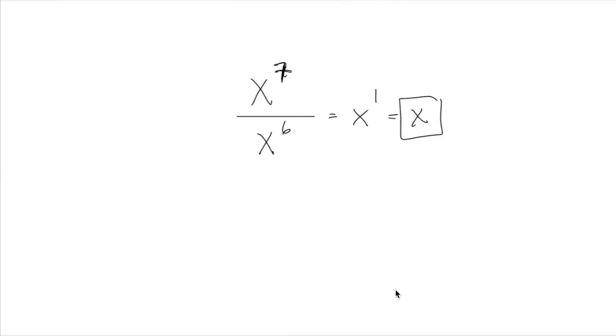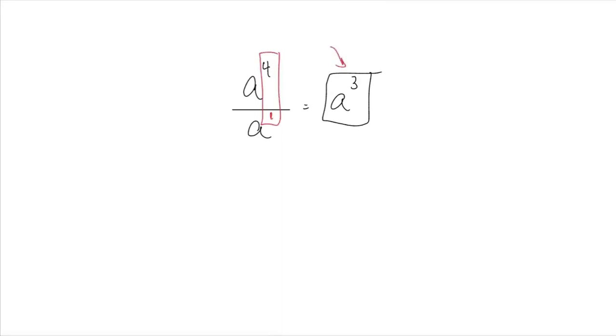All right, let's do one more. Challenge: a to the 4th over a. Go ahead and give me your answers here. Good. So this is a to the 3rd, because remember, there's an invisible 1 here, and 4 minus 1 is 3. Good. Go ahead and put your whiteboards away.